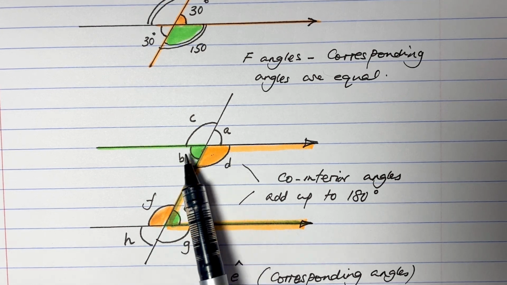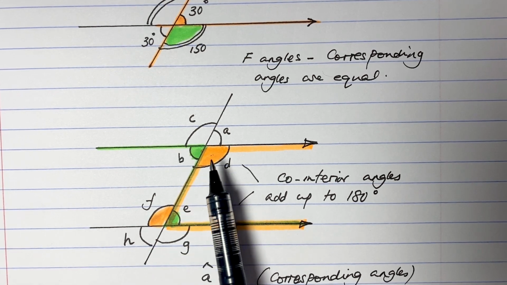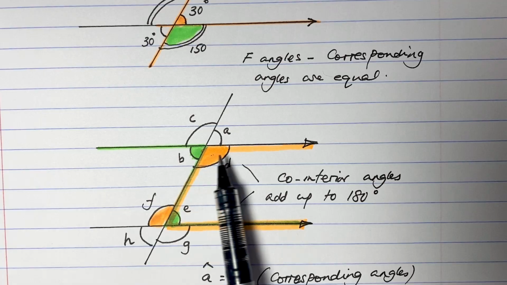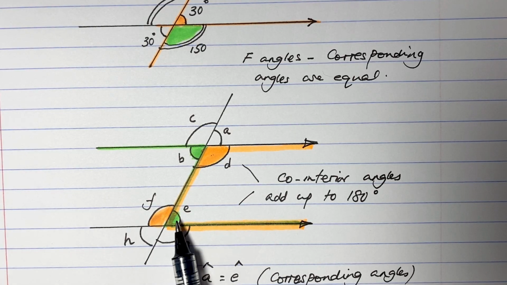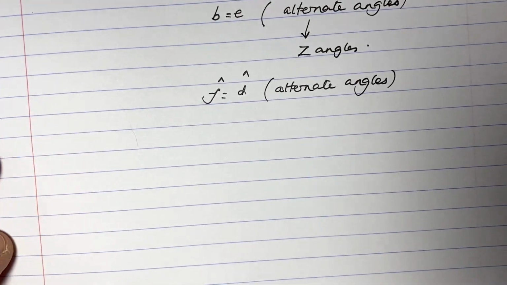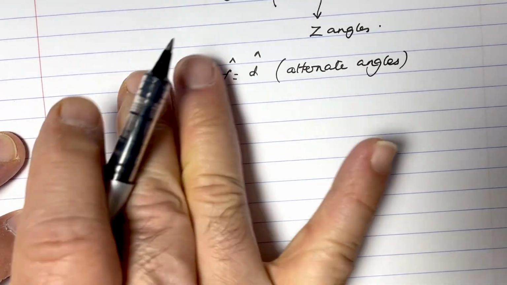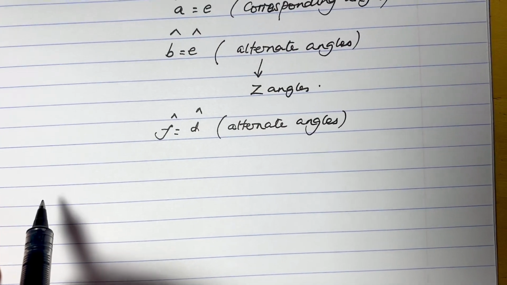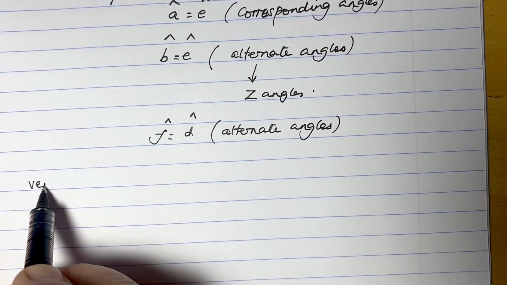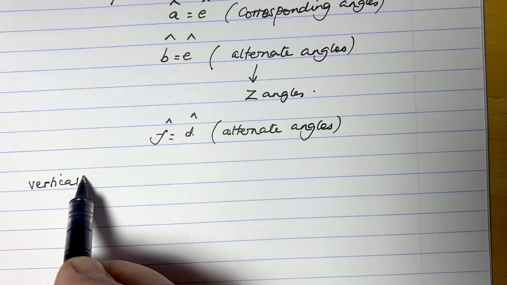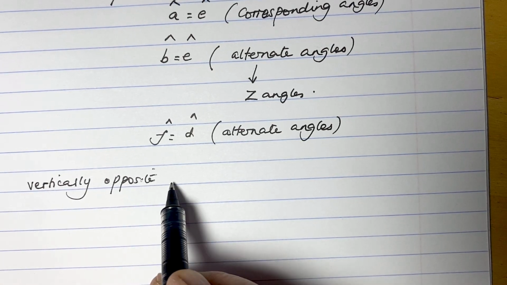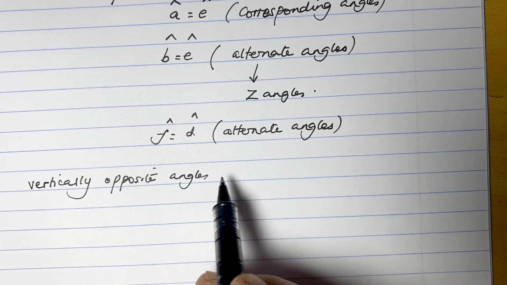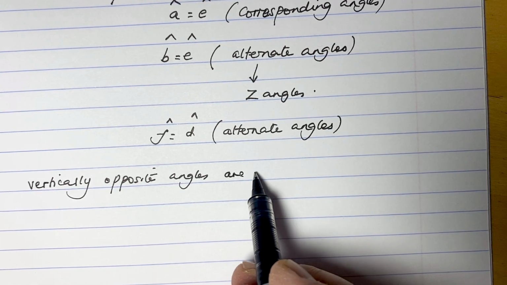And vertically opposite angles are equal no matter where they are. That's nothing to do with parallel lines. Any two lines meet, you create four angles, and opposite angles are called vertically opposite angles. So if I just list these terms, we have: vertically opposite angles are equal.